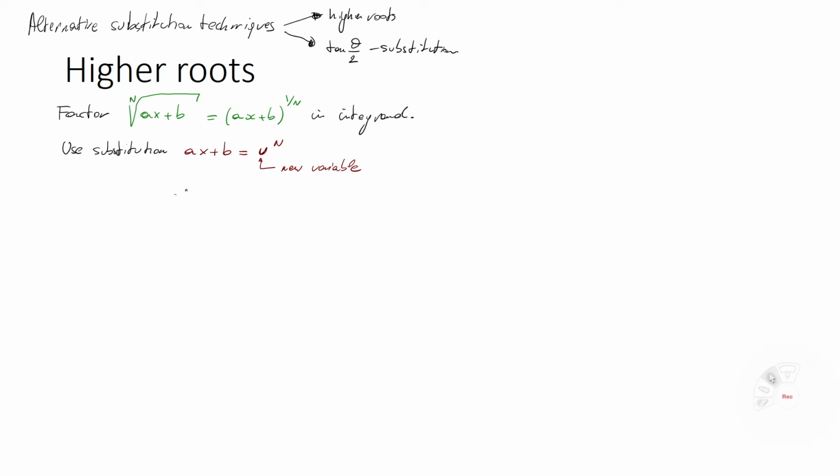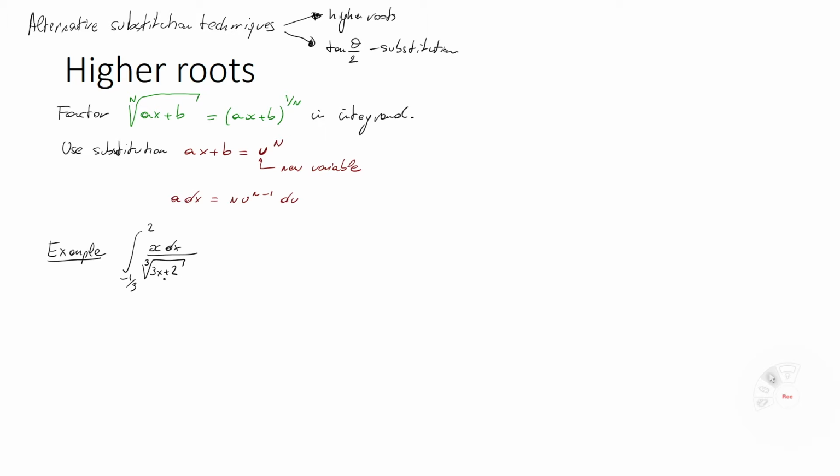Now if we take the differential of that, we get on the left hand side a times dx, and then on the right hand side we differentiate with respect to u, n times u to the power n minus 1 du. So let's see that in action in an example. Let's take the integral from minus 1/3 to 2 of x dx over the cubic root of 3x plus 2.